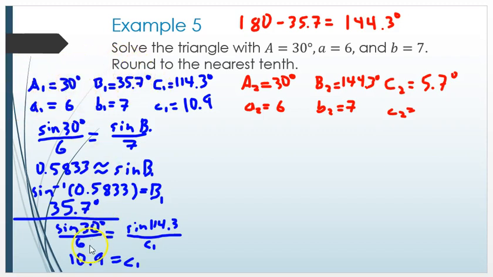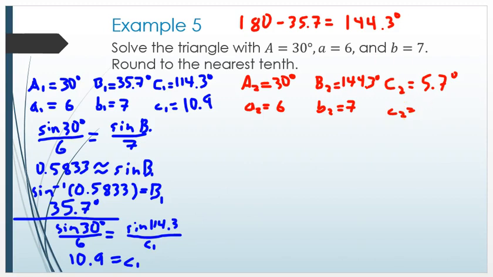So I did sine of 30 over 6, and I set it equal to sine of 114.3 over c, and I cross multiplied. So 6 times sine of 114.3, and then divide that number by sine of 30. So I got an answer of 10.9 on this one. We did not have to use sine inverse because this was equal to c, not sine of c. So that's the difference on when you use the inverse trig function.